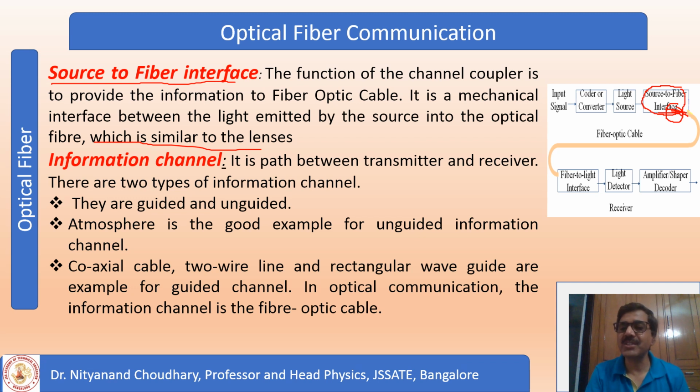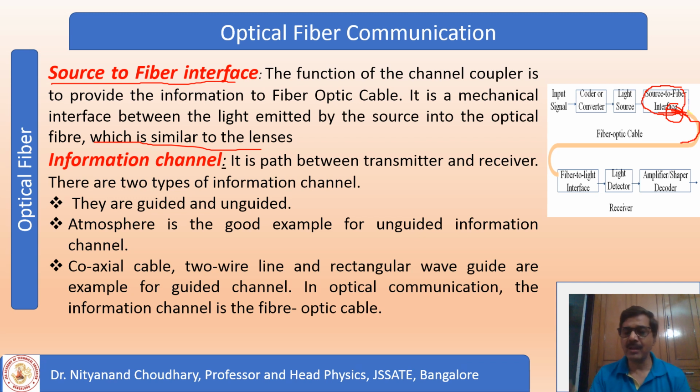Then you have the information channel. What is the information channel here? Our information channel is nothing but the optical fiber. Light is coming through this information channel, the optical fiber, by total internal reflection. This information channel can be of two types: one can be guided, another can be unguided. For example, let us suppose I am speaking in an open air theater. You are still able to listen to the sound, right? That is an example of an unguided information channel. The atmosphere in that case becomes the unguided information channel.